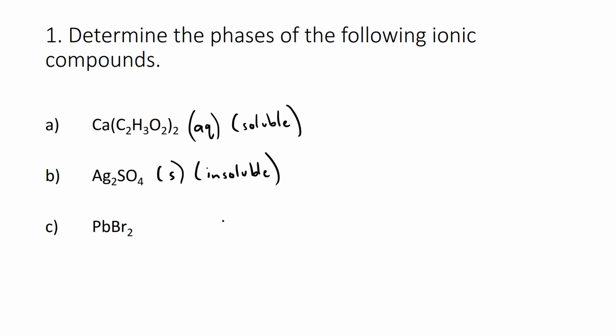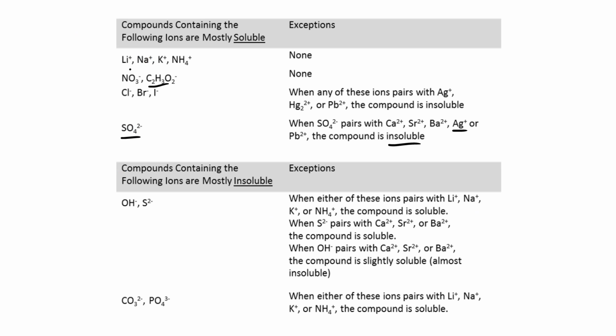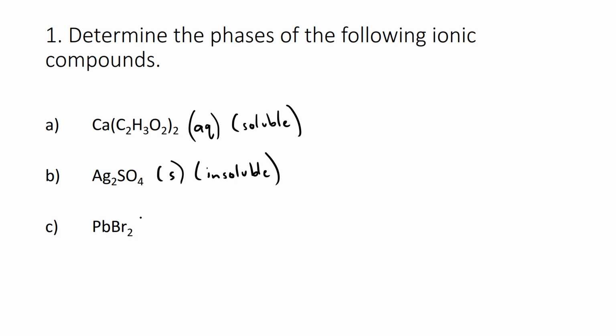Finally, for 1C, we're looking for Pb and Br. Here is Br. When it's bonded with Pb, the compound is insoluble. So once again, 1C is going to be a solid, or you can say it's insoluble. And that's how you do 1A through 1C.